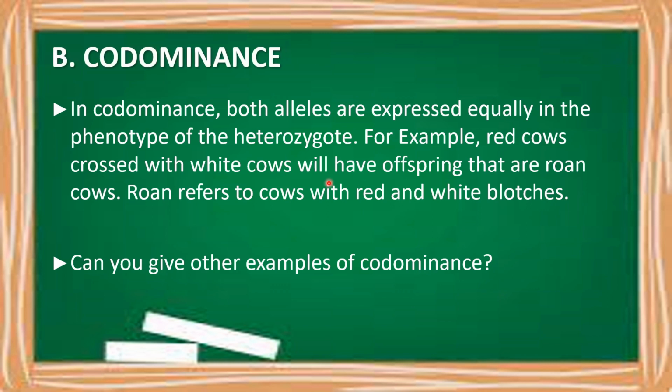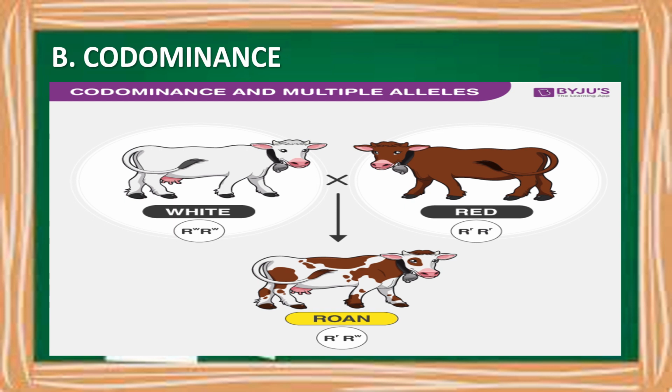In codominance, both alleles are expressed equally in the phenotype of the heterozygote. So for example, red cows crossed with white cows will have offspring that are roan cows. Roan refers to cows with red and white blotches. So can you give other examples of codominance?